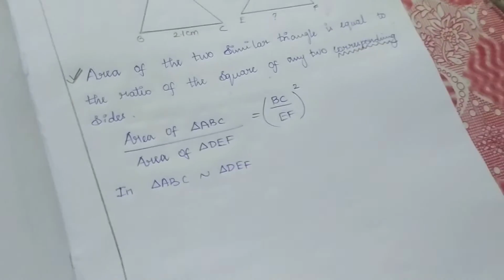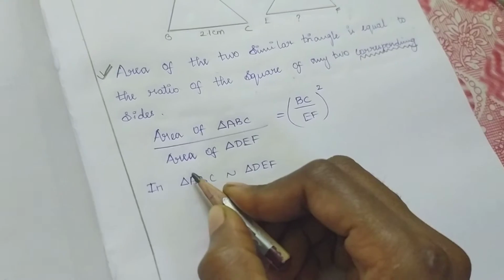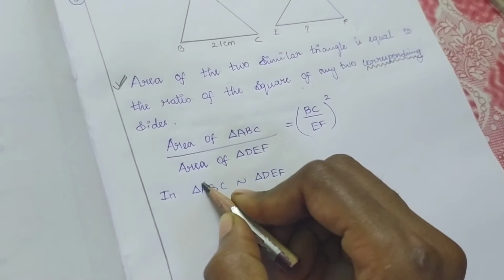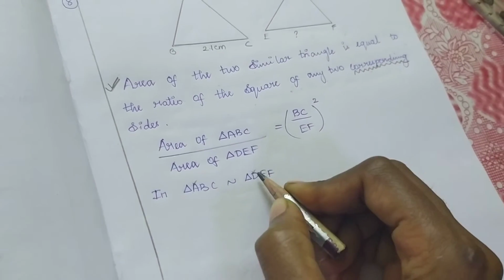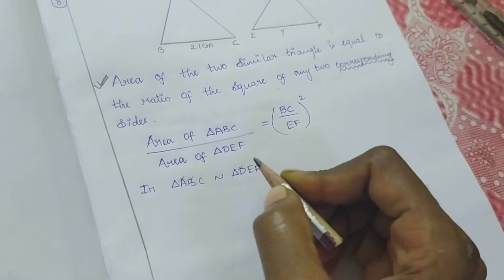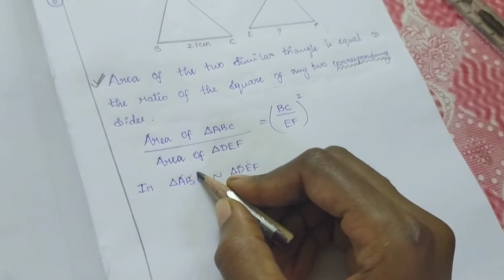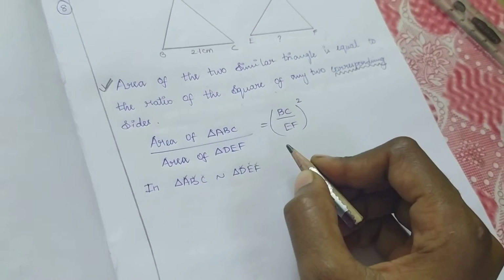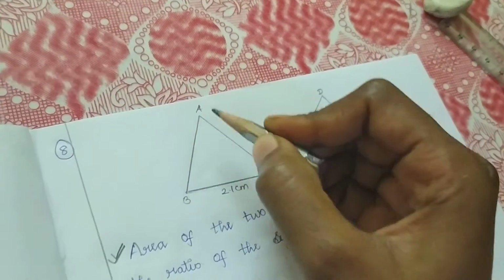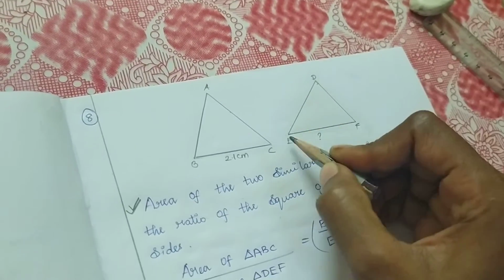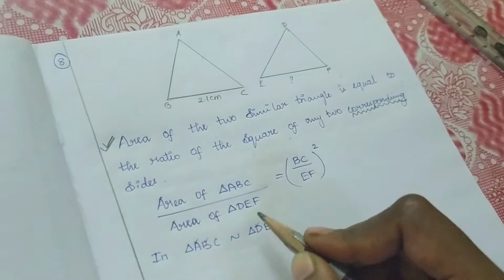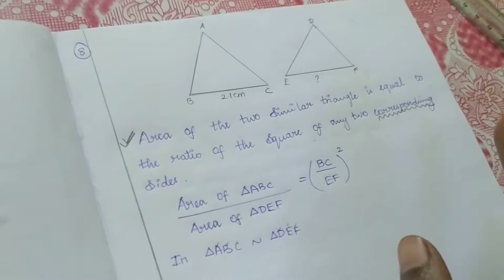Triangle similarity means that where you have mentioned A, in the same place you mention D. Where you put B, in the similar place you put E. Where you mention C, in the similar place you put F. So A, B, C, D, E, F, the same order should be kept. That's the similar triangle. We already know about this.